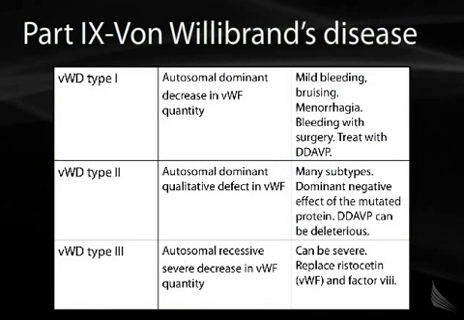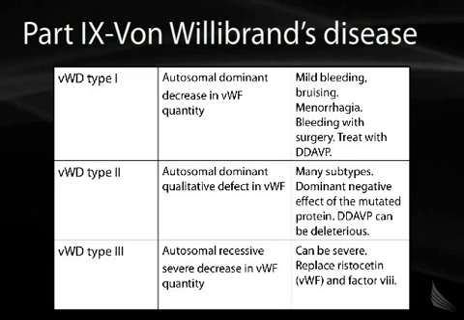Von Willebrand's disease, there are 3 different types that you're going to want to know. In this one, remember, we're talking about mucocutaneous bleeding. Von Willebrand's disease is classically characterized by bleeding gums, that kind of thing. So type 1 is autosomal dominant, and it's a decrease in von Willebrand factor quantity. Again, mild bleeding, bruising, menorrhagia, bleeding with surgery. Since this is a decrease in quantity, we can treat with DDAVP, and we can substitute that for the von Willebrand's factor and help with this disease.